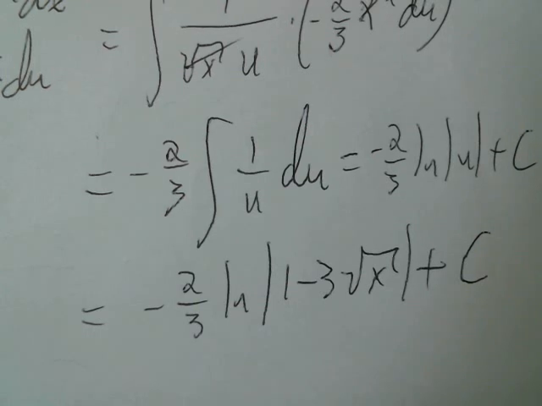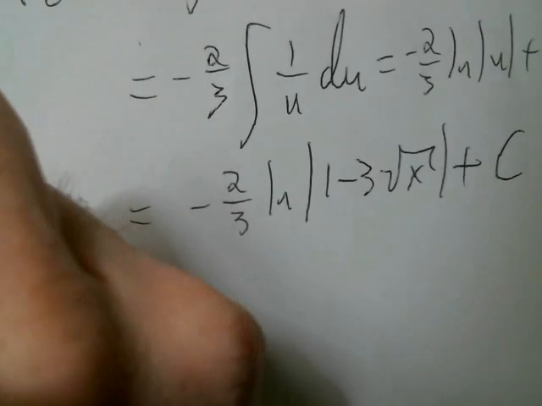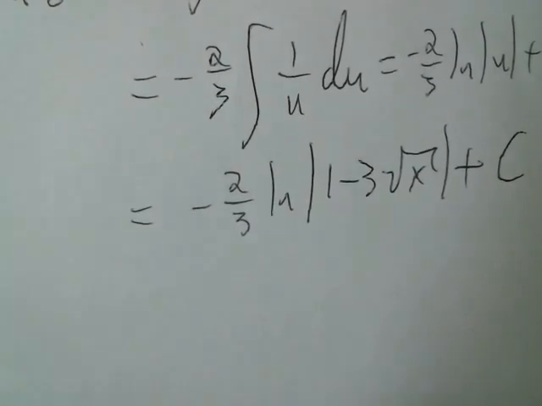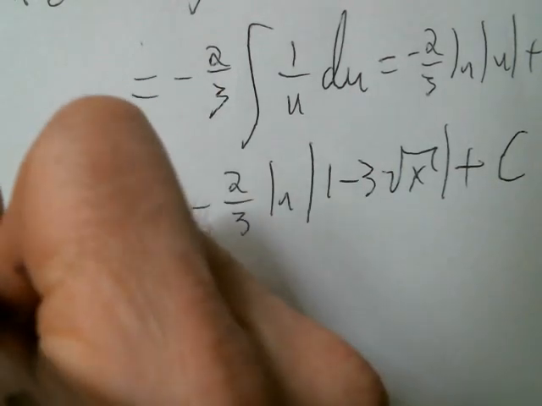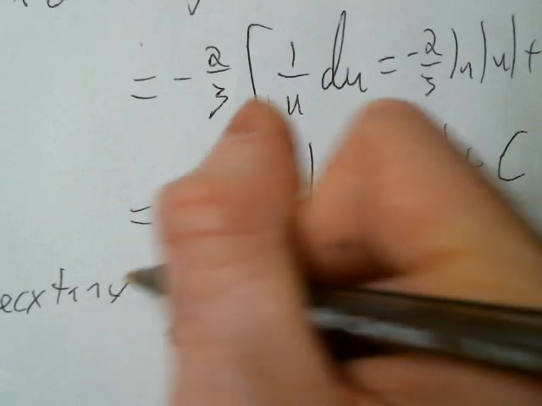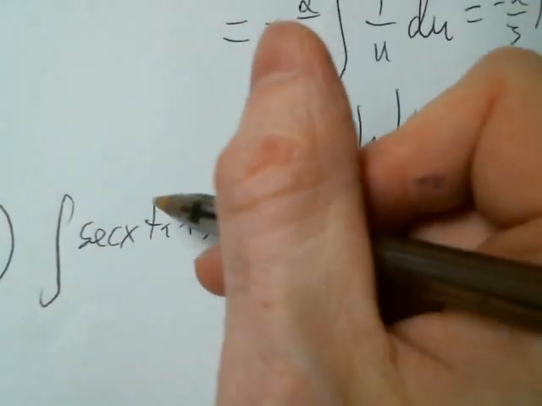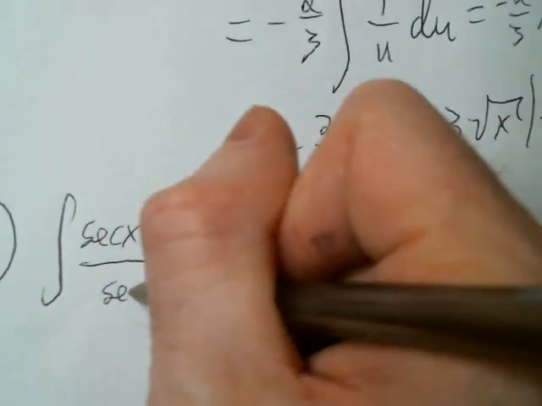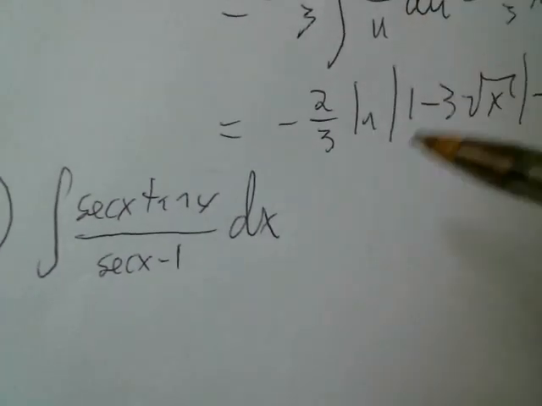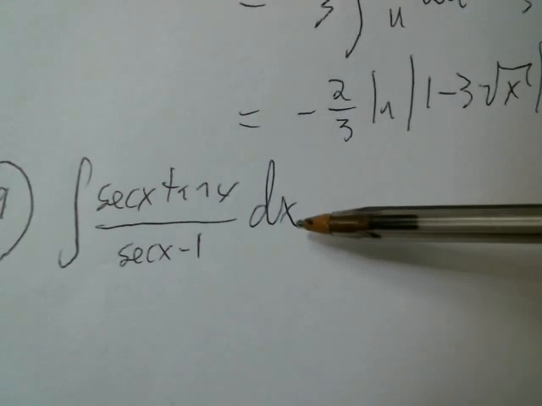I guess we look at 39. Is that in our list? Yeah. So let's say 39. We've got the integral of secant x tan x all over secant x minus 1 dx. Okay, right.